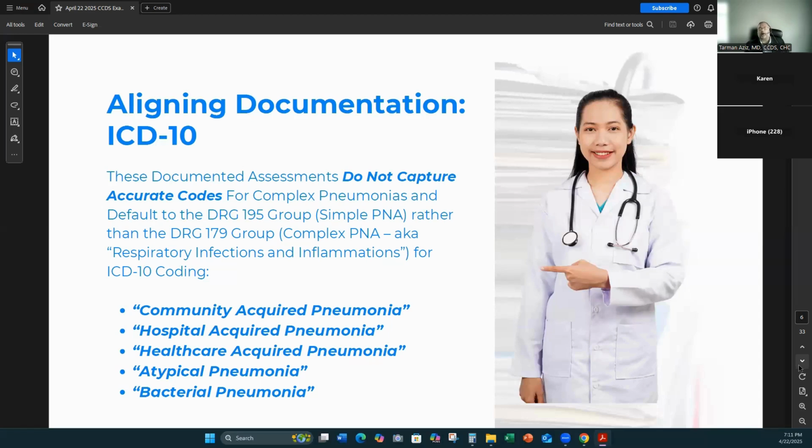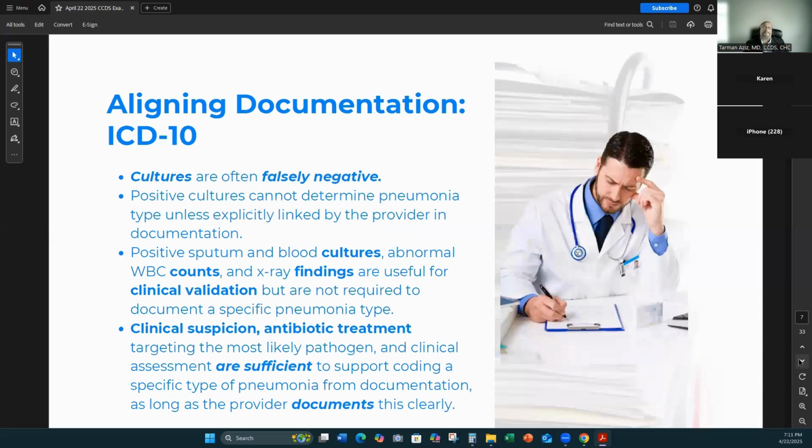So that's a problem, and it's a hard one for providers to overcome because, of course, they're thinking clinically, and they feel they're giving you quite a bit of value in telling you this was an atypical mycoplasma pneumonia or similar with a less clinical severity than some of the others, but in fact, they all go to unspecified.